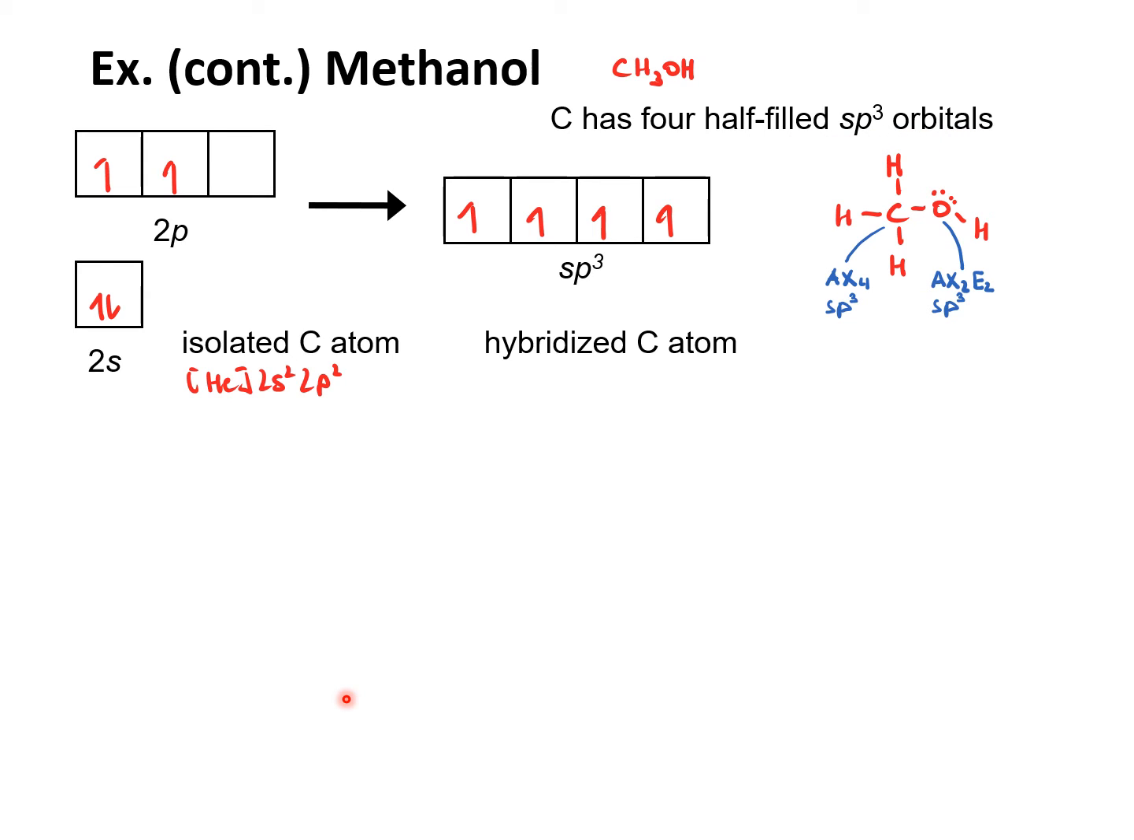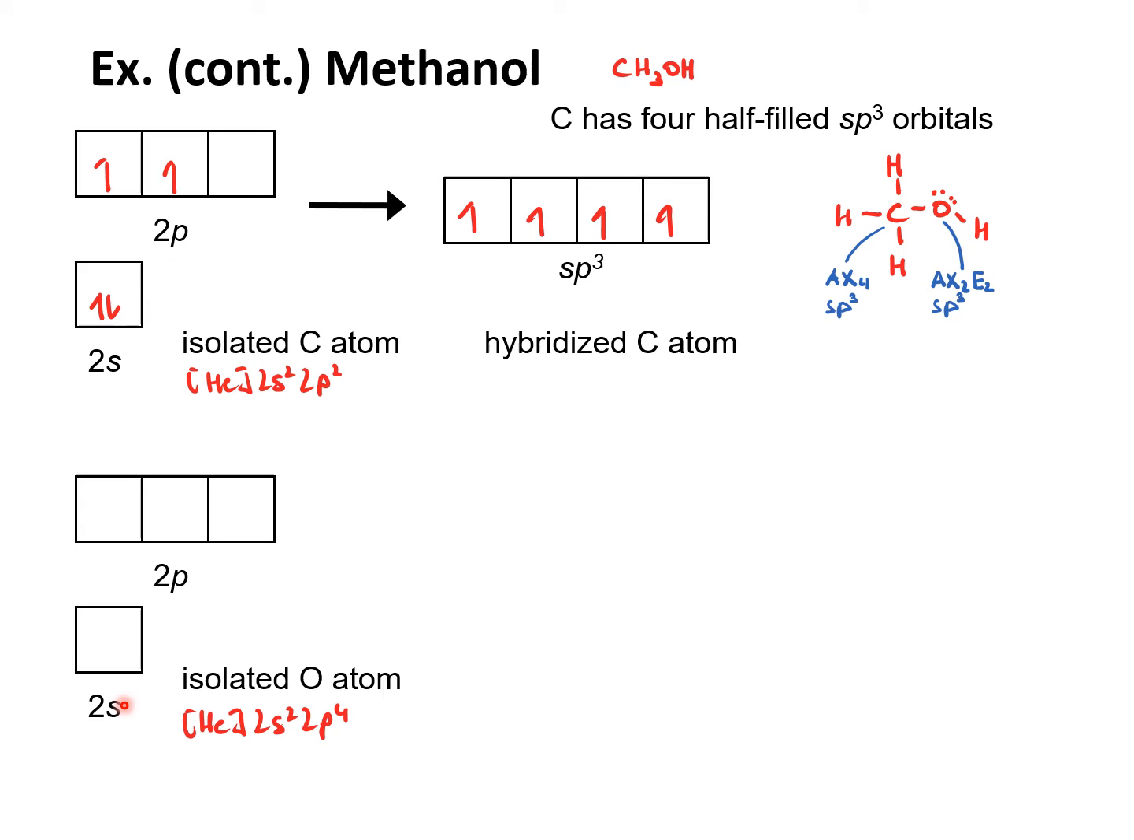Next, looking at oxygen, we can see that the electron configuration, being in group 16 and based on its position in the periodic table, can be written as helium 2s2 2p4. So in this case, we see that oxygen has 6 valence electrons. And again, looking at the atomic orbital diagram for oxygen, we will place those 6 valence electrons as shown here.